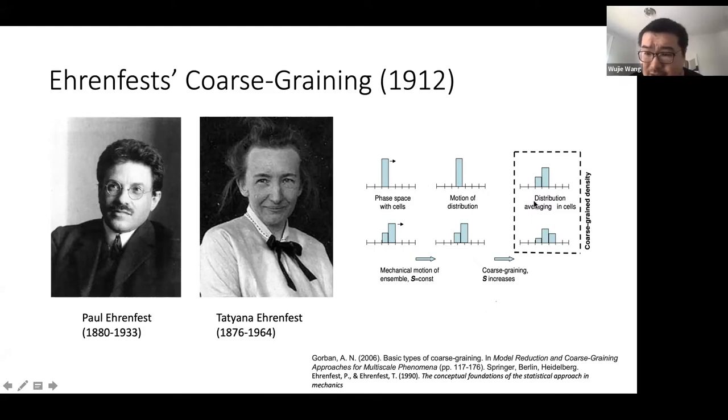And after some evolution and averaging, you actually have a distribution that has higher entropy, meaning more uncertain than what you had before. So this is actually a very important idea, because it is used to explain the origin of irreversibility in statistical mechanics. So this is how coarse-graining first appeared in history.